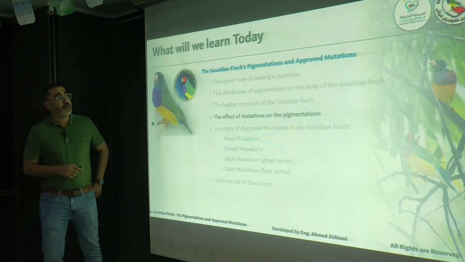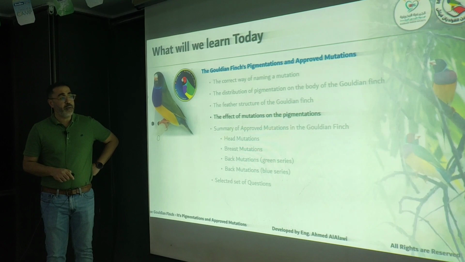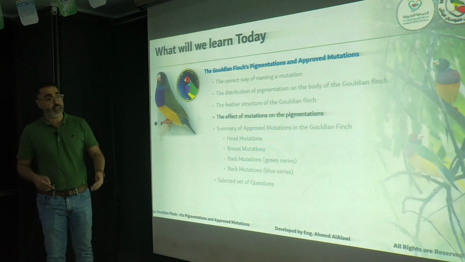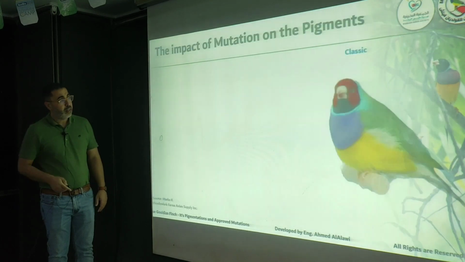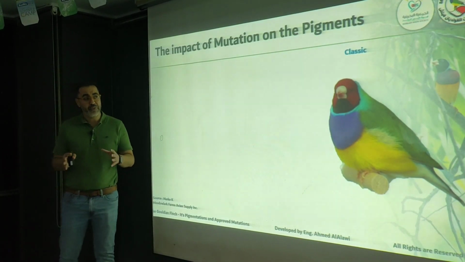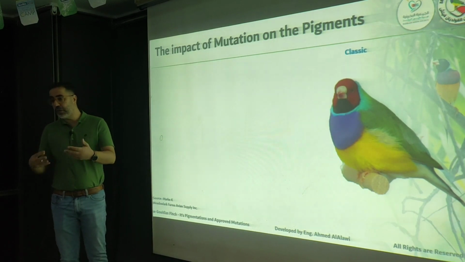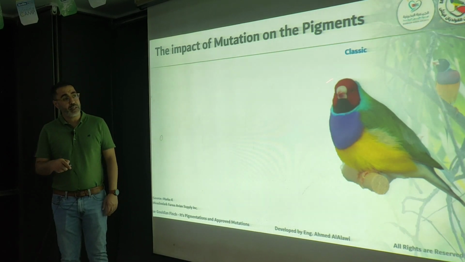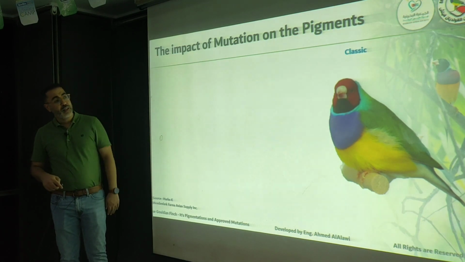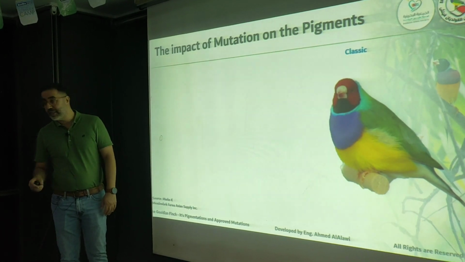Moving on with some further examples. Now that we understood the basics of the feather, look at the mutations. The effect of disappearance of some of the pigments and how it looks on the bird. So this is a classic bird. These are all by a friend of ours called Marco. So this is a classic bird, yes?